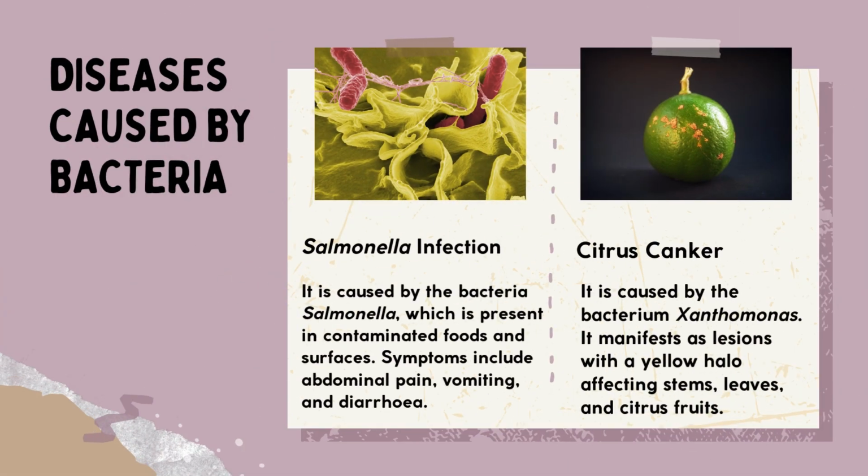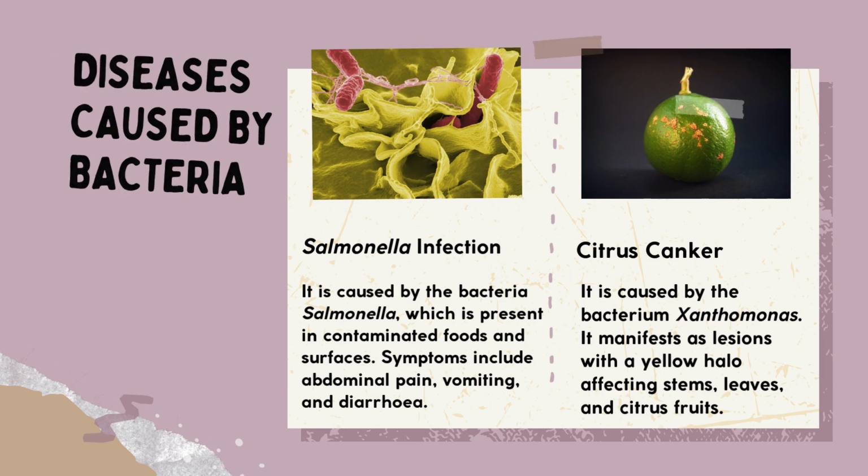Disease caused by bacteria. Salmonella infection is caused by the bacteria Salmonella, which is present in contaminated foods and surfaces. Symptoms include abdominal pain, vomiting, and diarrhea. Citrus canker is caused by the bacterium Xanthomonas, and it manifests as lesions with a yellow halo affecting stems, leaves, and citrus fruits.